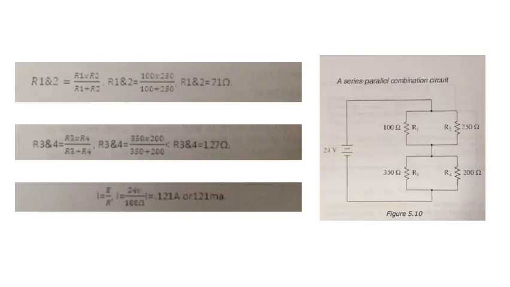The total voltage is already given, so use the Ohm's law formula to find the total current. Ohm's law formula, in this case, is I equals E over R, or E divided by R, which is I equals 24 volts divided by 198 ohms, which is equal to I equals 0.121 amps, or 121 milliamps.